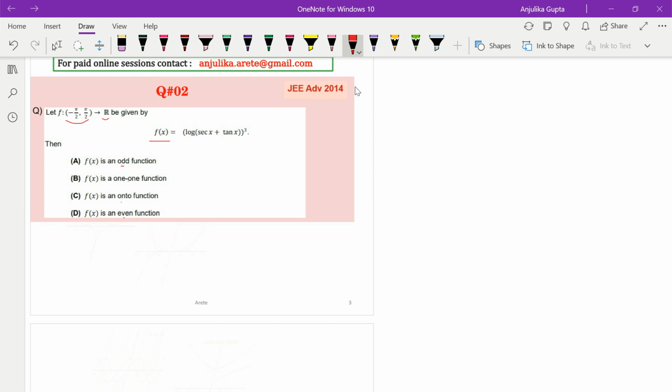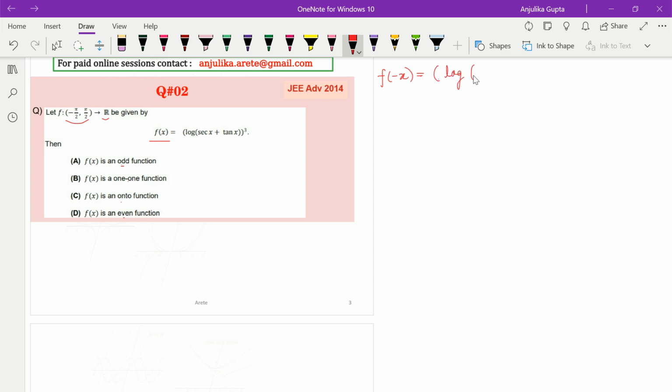What do you do? You just check, instead of x, you put a minus of x, and see whether it is coming out to be f of x. If it is f of x, it's even. If it is minus of f of x, it's odd. Otherwise neither. Okay, so let's see. Now instead of x, you are going to plug in a minus of x.